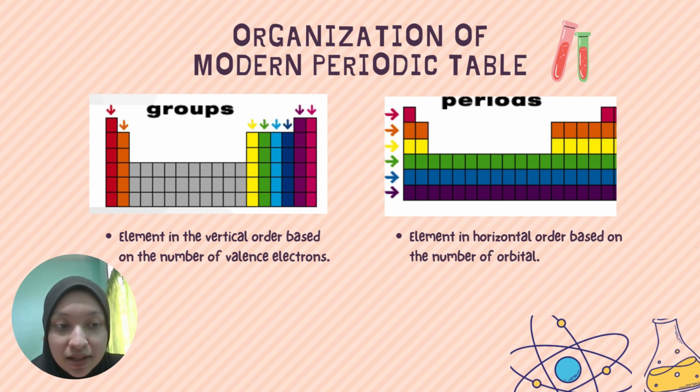Imagine the periodic table as a grid. The rows of this grid are called periods. Each period represents a new energy level or shell in an atom. As you move from left to right across a period, the number of protons and electrons increases, leading to a change in properties.